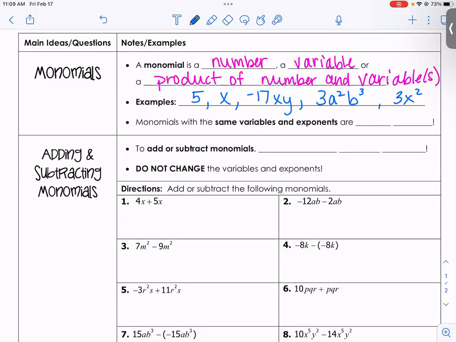Why are they a monomial? Because there's one term. Now, if a monomial has the same variable with the same exponent, then we consider them to be like terms. That's familiar, right?